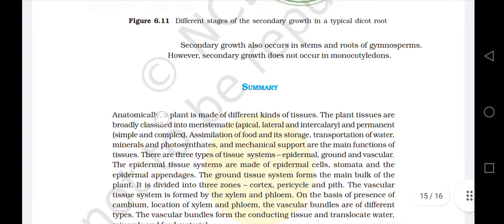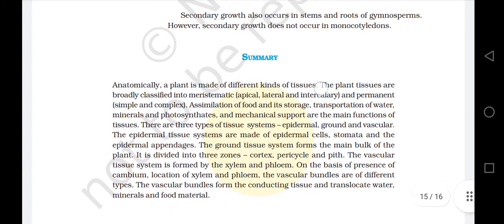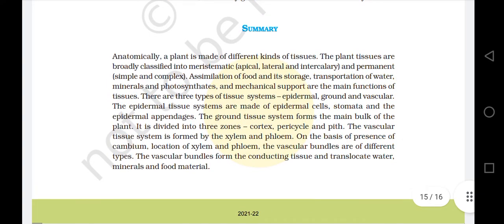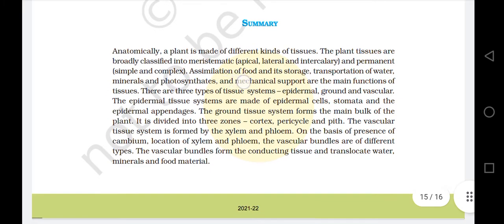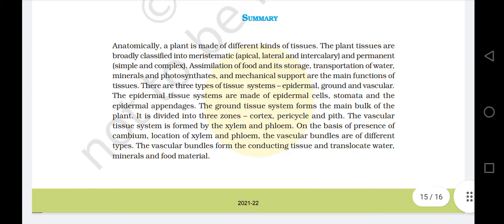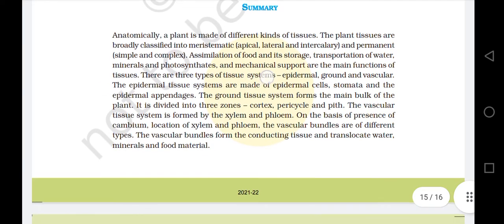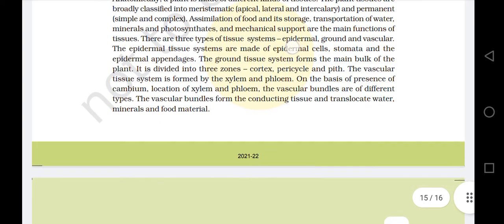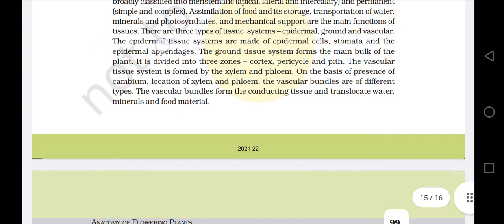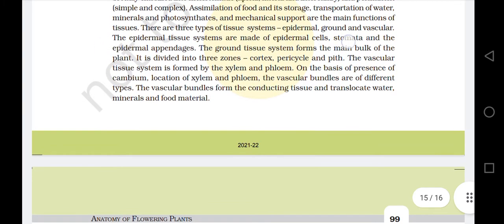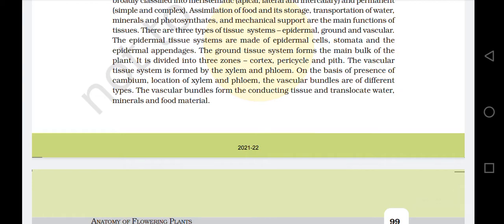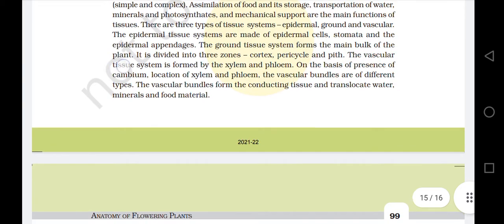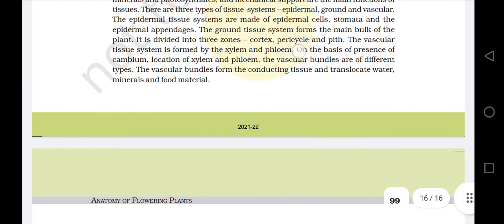Summary. Anatomically, a plant is made up of different kinds of tissues. The plant tissues are broadly classified into meristematic, apical, lateral, and intercalary, and permanent, simple, and complex. Assimilation of food and its storage, transportation of water, minerals, and photosynthates, and mechanical support are the main functions of tissues. There are three types of tissue systems: epidermal, ground, and vascular. The epidermal tissue system is made of epidermal cells, stomata, and the epidermal appendages. The ground tissue system forms the main bulk of the plant. It is divided into three zones: cortex, pericycle, and pith.